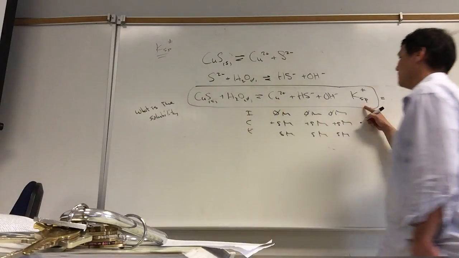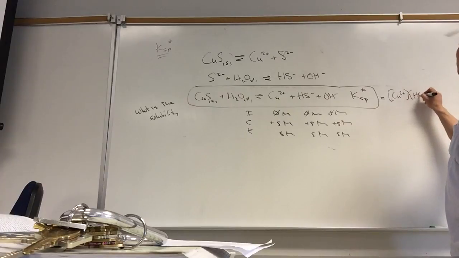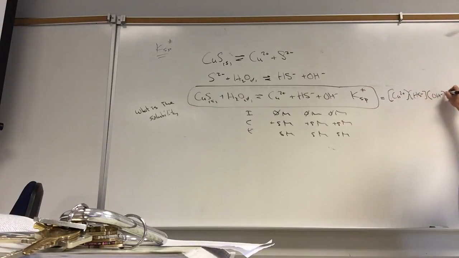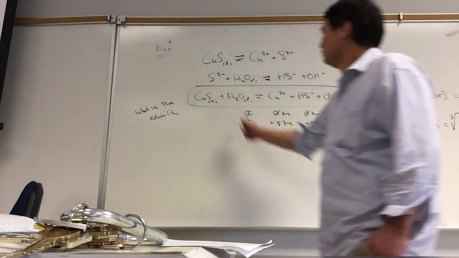So this Ksp double dagger is just going to equal the copper 2 concentration times the HS minus concentration times the OH minus concentration. The reactants here are solids and liquids, so those all have an activity of 1. So this is just going to equal S cubed. Therefore, the solubility is equal to the cube root of the Ksp double dagger. So the solubility calculation is a little different because of this additional complication with sulfide.